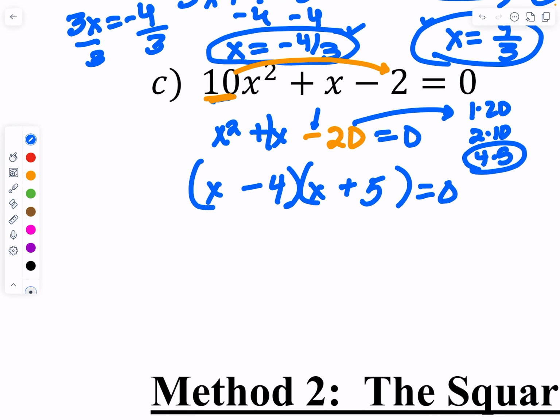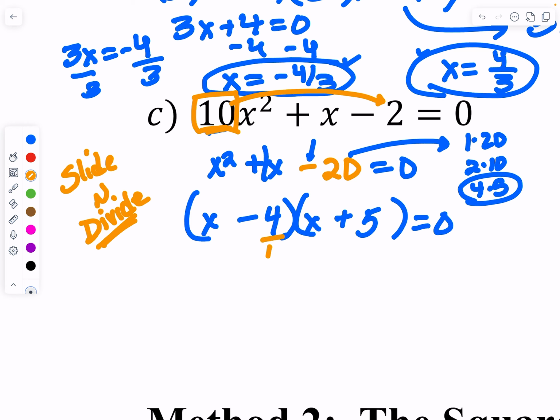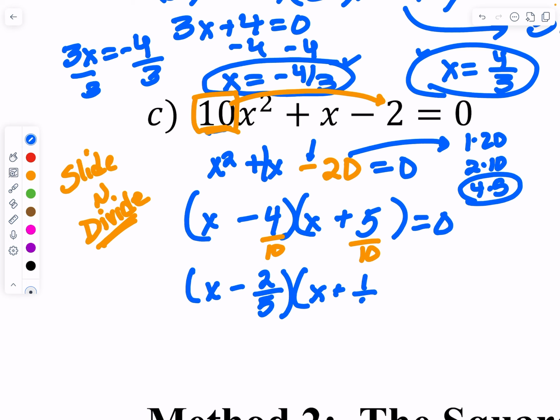Now, some students forget and go ahead and write the answer here as 4 and negative 5. They just solve those two. But remember, this is called slide and divide. So I have to eventually divide. The number you slide is the number you divide. So I'm going to divide both of those, that 4 and that 5, by 10, and then I just simplify. So I get x minus, what's that, 2 goes into it 2 times and 5 times. And over here, that's what, 1/2.